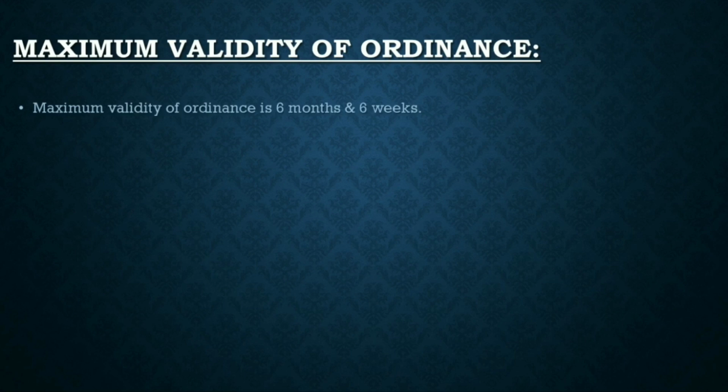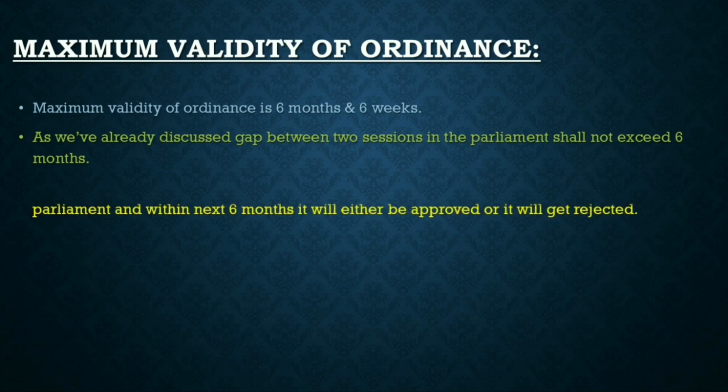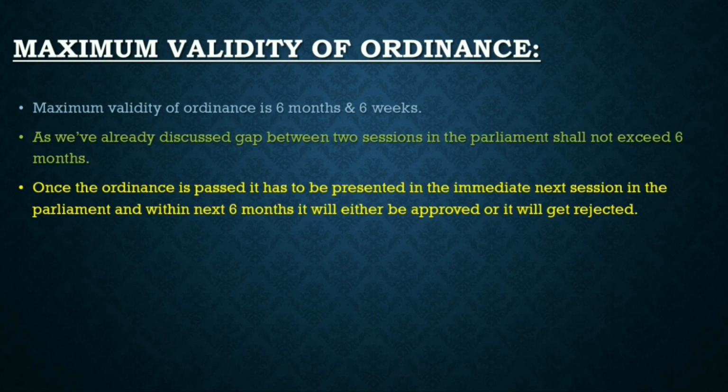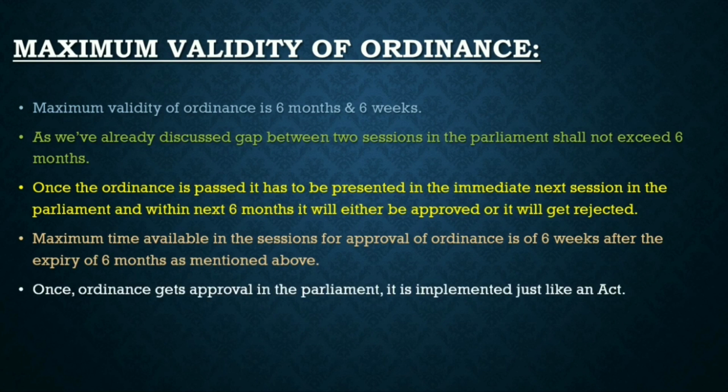Now let's understand the maximum validity of the ordinance. The maximum validity of an ordinance is 6 months and 6 weeks. As we have already discussed, the gap between two sessions of the Parliament shall not exceed 6 months. Once the ordinance is passed, it has to be presented in the immediate next session of the Parliament, and within the next 6 weeks it will either be approved or rejected. The maximum time available in the session for approval of the ordinance is 6 weeks after the expiry of 6 months as mentioned above. Once the ordinance gets approved in the Parliament, it is implemented just like an act.